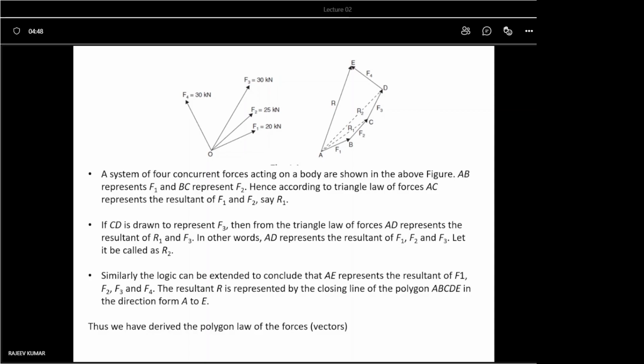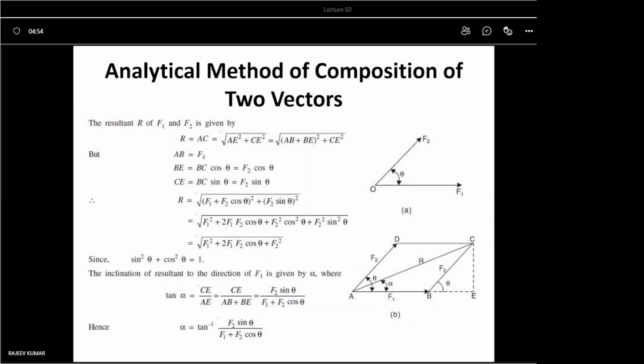So this way, same thing is written, whatever I have discussed. Another method is the analytical method. You have seen the parallelogram law of forces, where R is the resultant of F1 and F2. F2 is represented by BC having some inclination theta. The resultant is inclined with alpha. So you convert F2 into cos theta, that will give you BC. So R is equal to AC, and AC squared is AE squared plus CE squared.